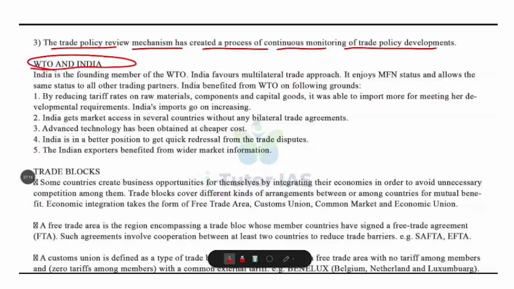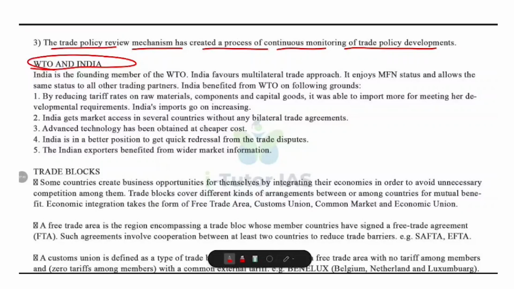India is a founding member of the World Trade Organization and strongly supports a multilateral trade system that promotes fair and free global trade. India enjoys most favored nation status and also grants the same status to all other WTO members, ensuring non-discriminatory trade relations. And what are the benefits of WTO membership for India?